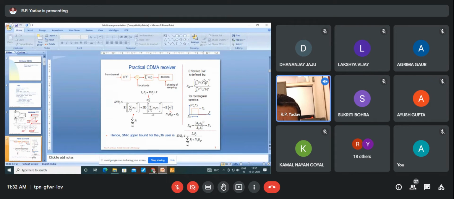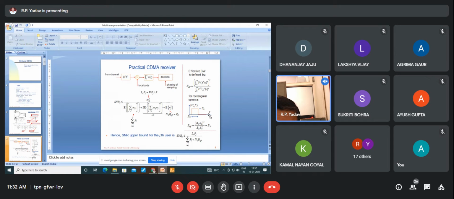Okay. So what is effective bandwidth? Understand the meaning of effective bandwidth: essentially it is the integral from 0 to infinity of V(f) df upon V(f) df, taking into account all of the signals. So for rectangular spectra, what is V(f)? If it's a rectangular pulse here, now this is my bandwidth B_N.